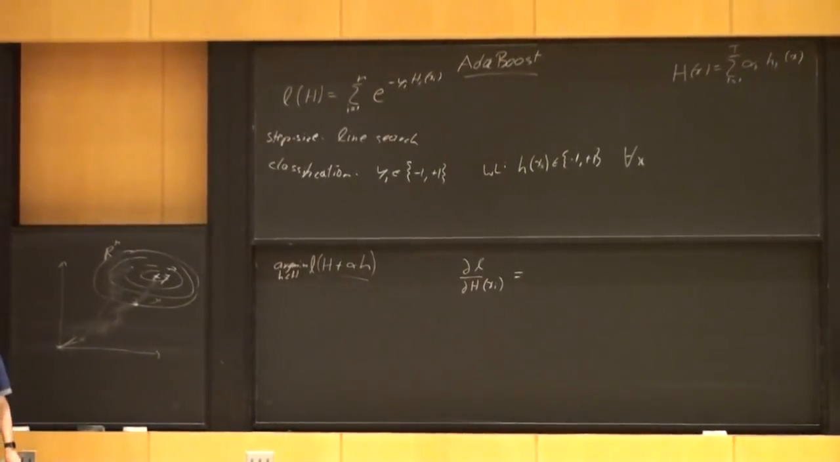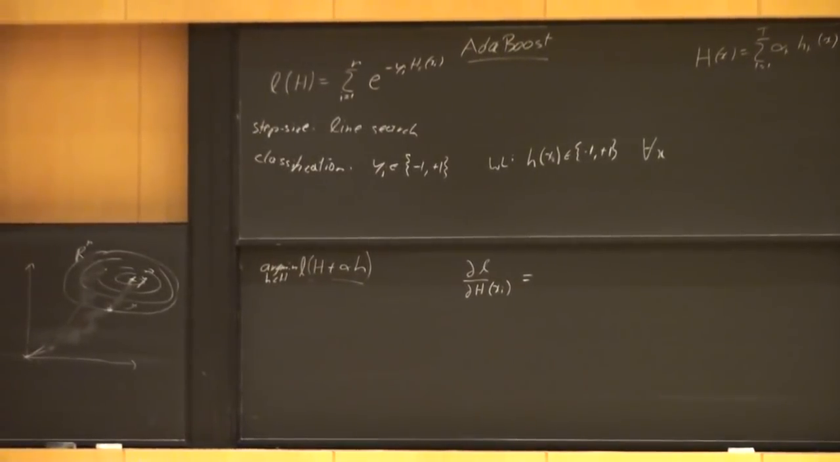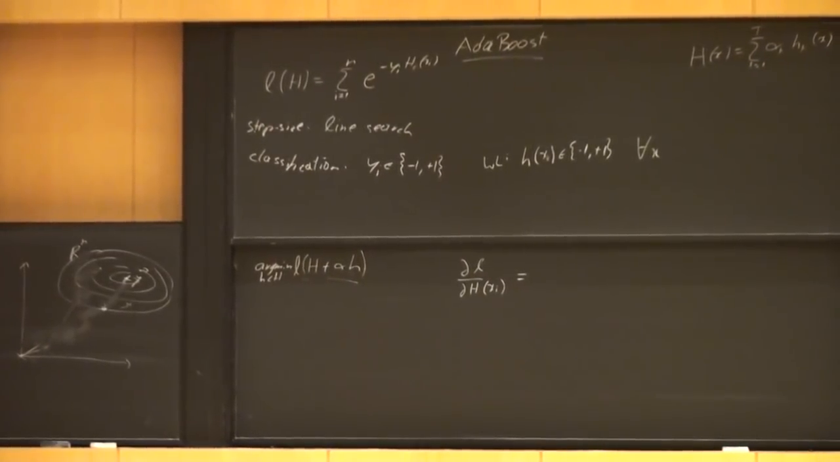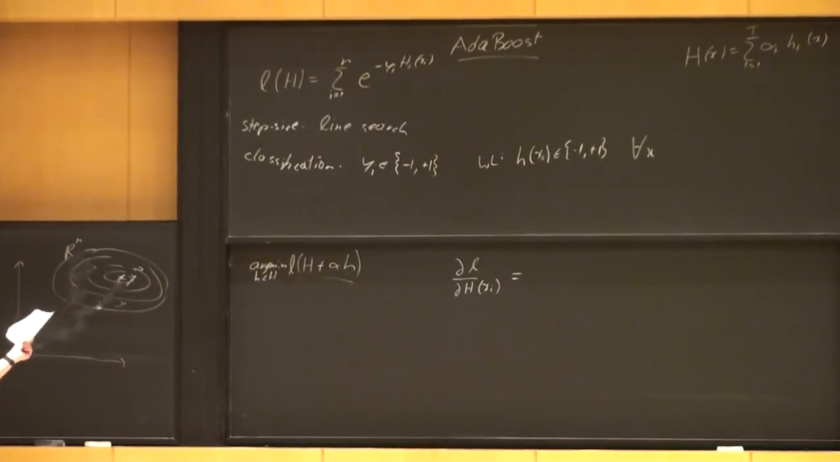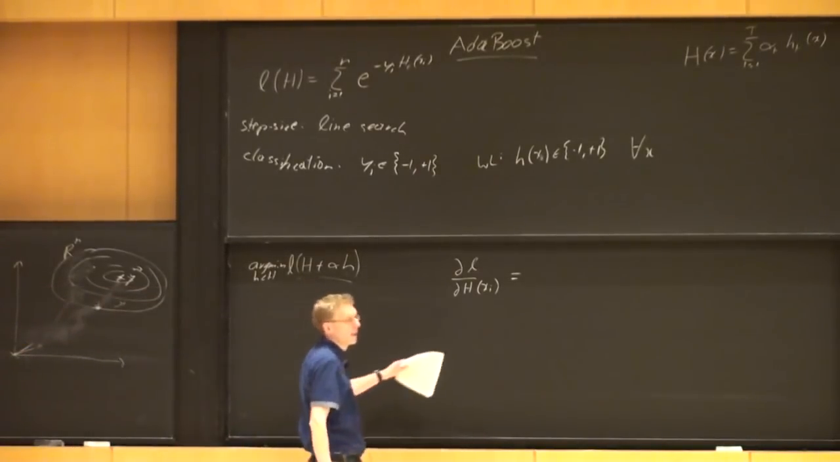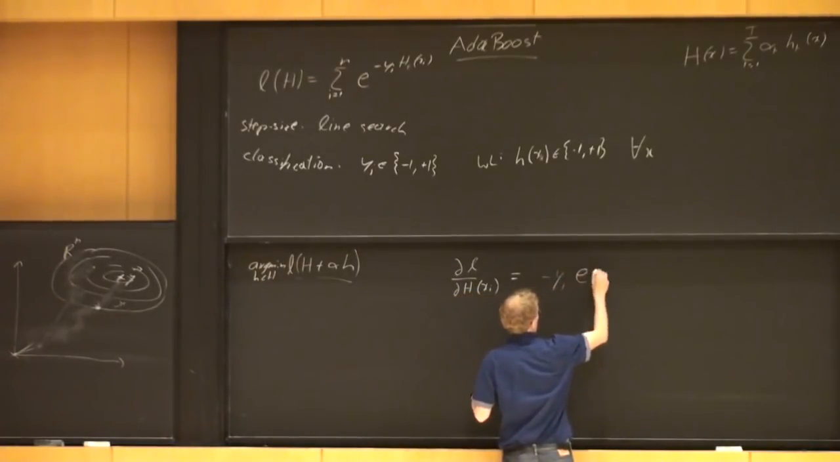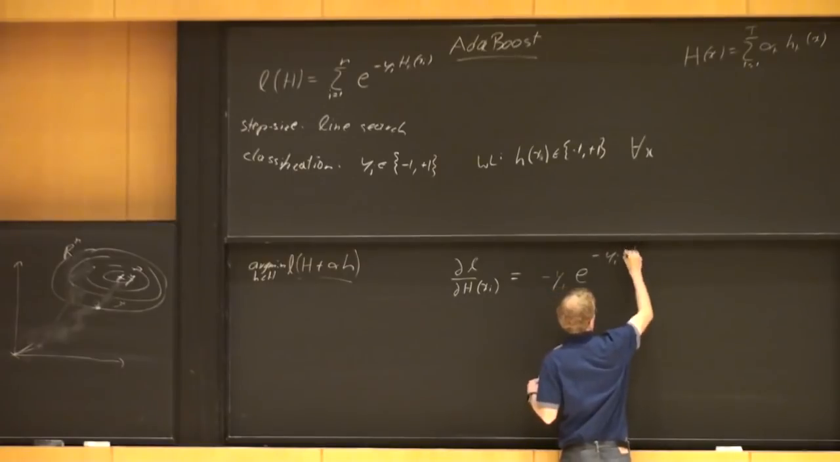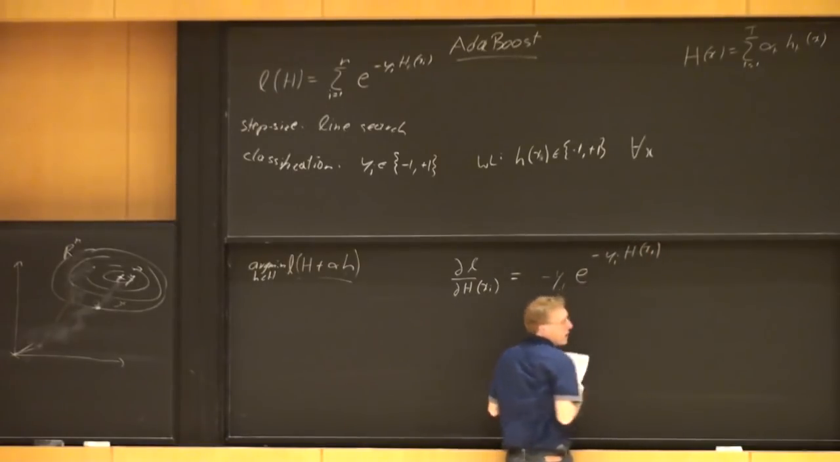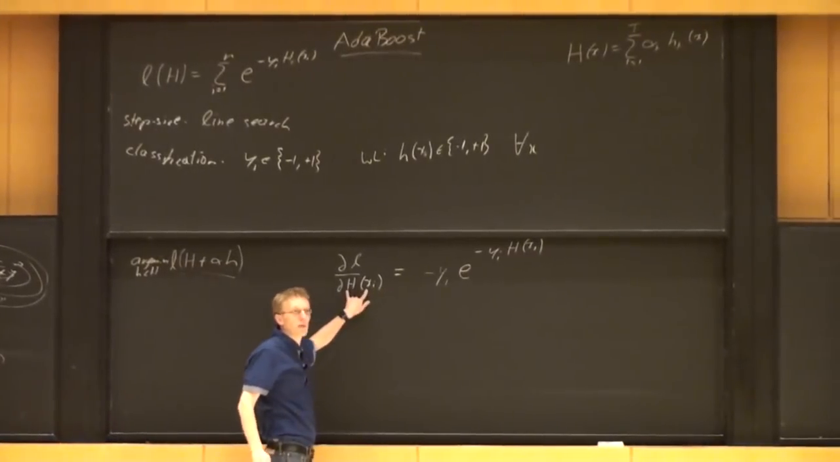All right, who can tell me what is the loss function? Someone who hasn't said all that much? What's the gradient? Yep. The sum of negative yi e to the negative yi h of xi, but actually it's not a sum because all the other terms are 0, because we only take a derivative with respect to h of xi.